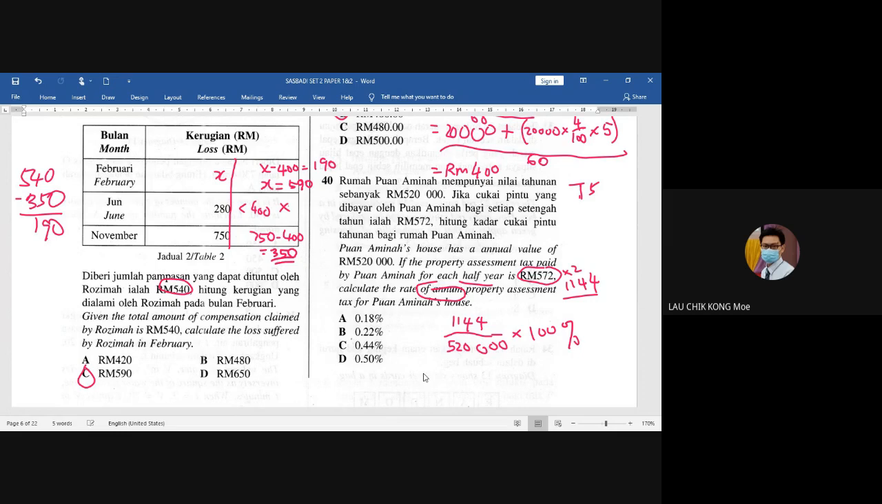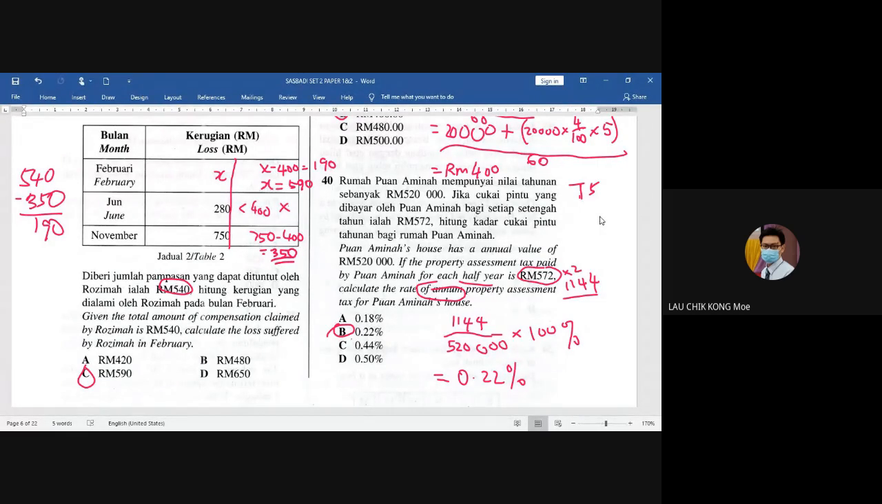Okay, so the answer should be 0.22%. So the answer should be B. This is not too difficult, question 40. Okay, next we go to paper 2.